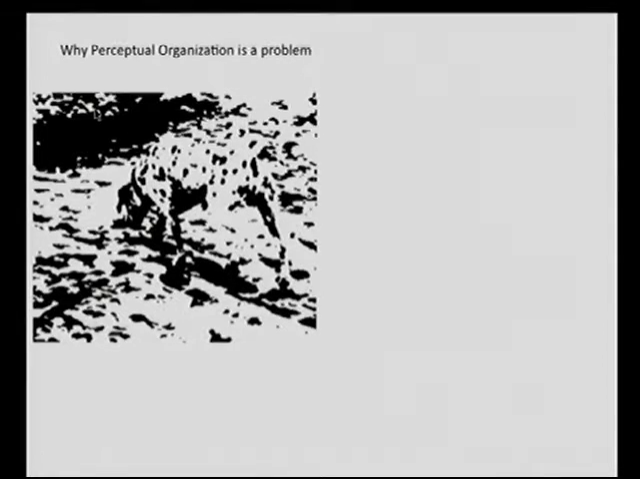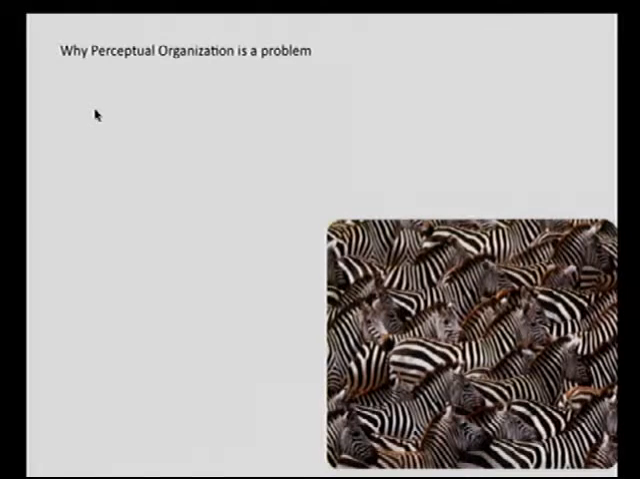Can you all see it by now? There's a Dalmatian in the slide. Okay. Here's another example of the difficulty of perceptual organization. It's one of my favorites.